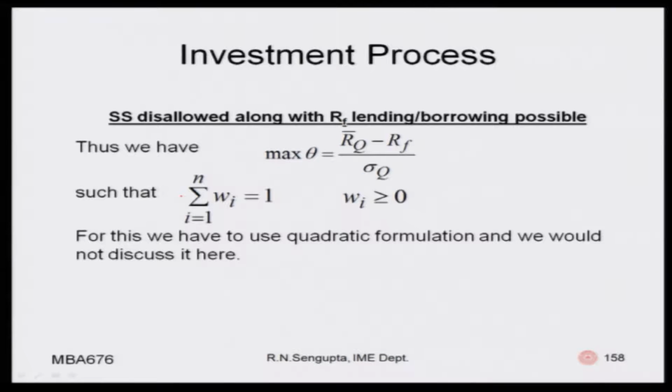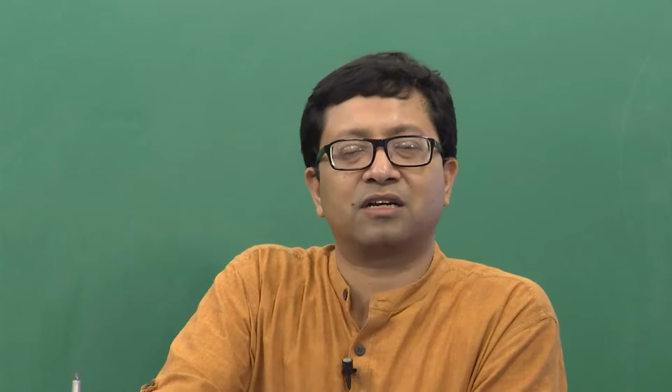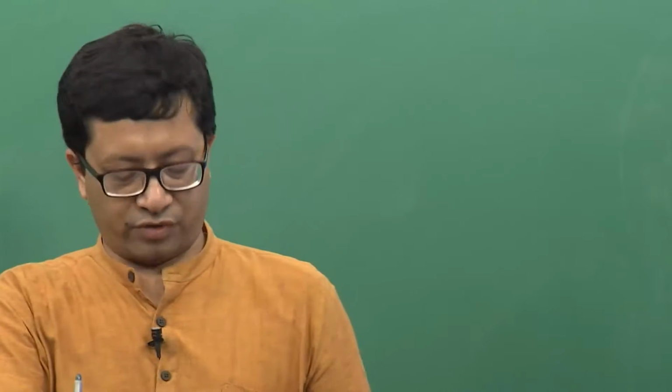Now, the third case is riskless lending, where short selling is disallowed along with riskless lending and borrowing being possible. Again, go back to the same problem. For this we will basically have maximization of the theta value, which is the ratio of the height and the base, such that the weights sum to 1 and the weights are greater than 0. For this we have a quadratic formulation, and we will not discuss it here, we will come back to that later on. But if we want to solve it, we can find simple techniques, what we have already done, use that in an extended way, and you can find the efficient frontier accordingly.